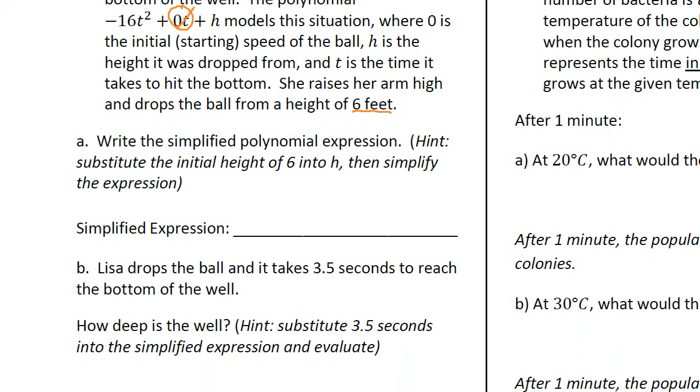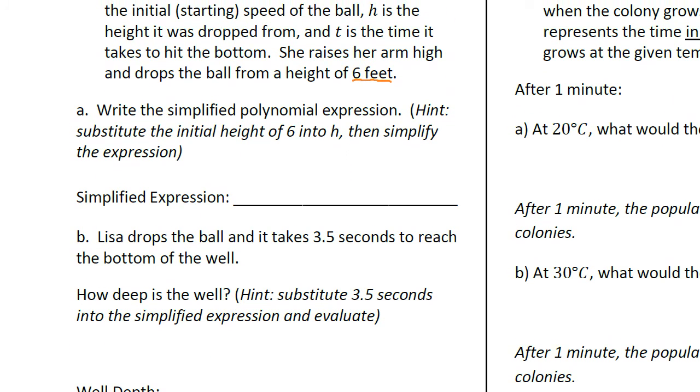And then the last thing it says is Lisa drops the ball and it takes 3.5 seconds to reach the bottom of the well. What is the variable for 3.5 seconds? Hopefully all of you have already looked at the question and said, oh, Mr. Z, it's right here. There it is, t. So now look, you've got an expression, and you know t. T is the only variable. You can plug 3.5 seconds or 3.5 into your expression, and you will figure out how deep the well is.